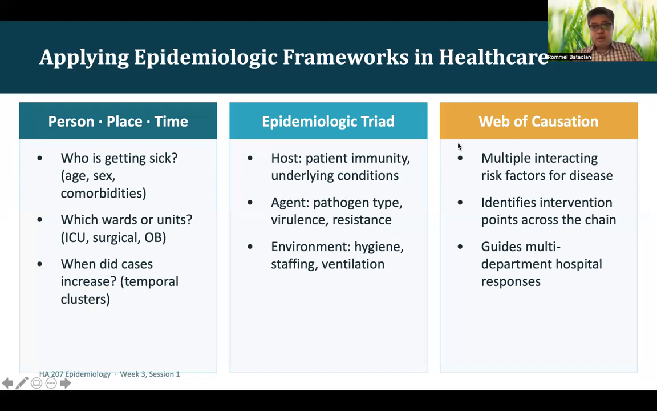And then the third would be the web of causation. It is the most sophisticated among the three. As we have discussed, a particular disease almost never has a single cause. It has a web of interacting risk factors. For example, there could be understaffing that leads to rushed hand hygiene, and this leads to cross-contamination, which will lead to the outbreak among patients in a particular unit or ward.